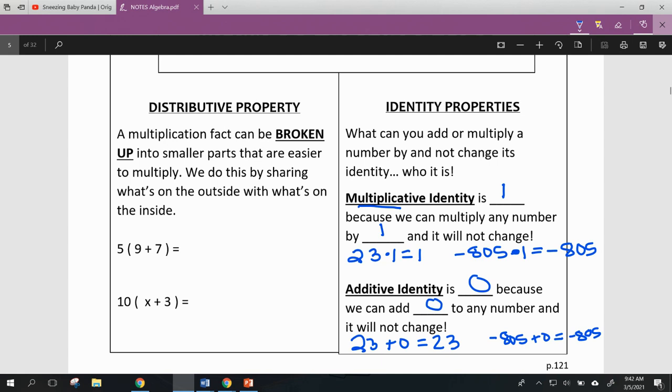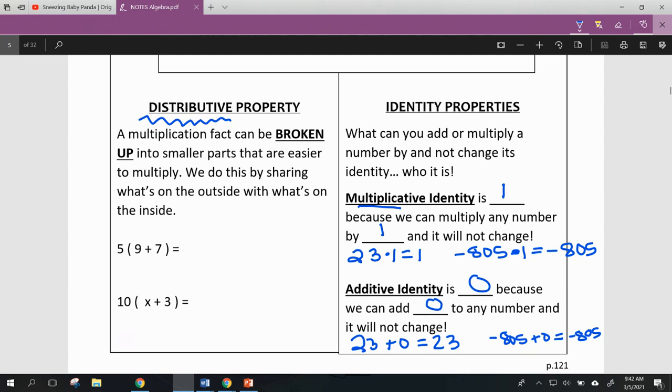What we're going to focus on now, though, for the rest of this video is the distributive property. This is a big chunk of what we're going to spend today working on. The distributive property really just tells us that a multiplication fact can be broken up into smaller parts that may be easier to multiply. This is going to be incredibly important because when we are working with an equation or an inequality a little later, we have to apply this because we're going to have a missing number, right? It's going to be really how we're going to start solving these problems. So what we're going to do is actually share what's on the outside with what's on the inside.